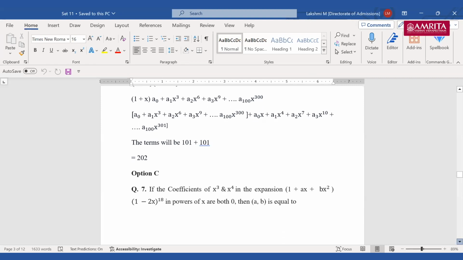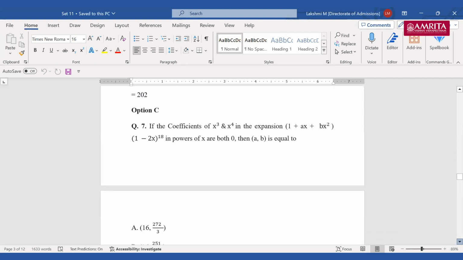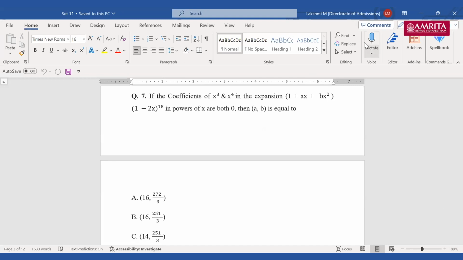Thank you, Kavitam. So this is the next question. This type is important. The coefficient of x cube and x raised to 4 in the expansion of (1 + ax + bx²)(1 - 2x)^18 in the powers of x are given to be equal to 0. You need to find the values of a and b here. A very common model that occurs, and I would say very common as well as very important.